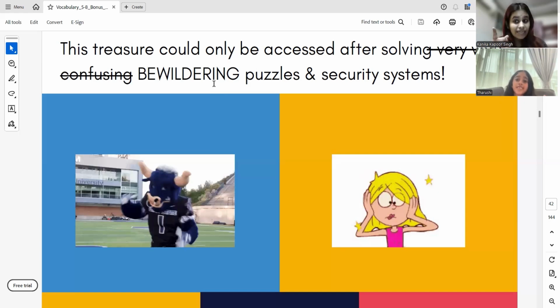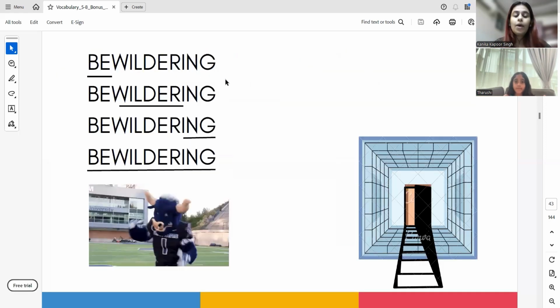Okay. So, new words we learned today. What are the two new words? One is very, very far, distance. One is very, very confusing, bewildered. Very good, Tharushi. Kudos. I'm so happy that you're learning. Bewildering, bewildering, bewildering, bewildering. Speak it 4 times. Bewildering, bewildering, bewildering, bewildering.